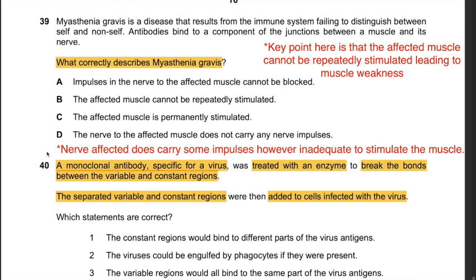C is obviously incorrect, as the affected muscle is not permanently stimulated but reduced. Option D, the nerve to the affected muscle does not carry any nerve impulses, is also incorrect, as it does carry some impulses but not enough to stimulate the muscle. Hence the correct option is option B. The affected muscle cannot be repeatedly stimulated.